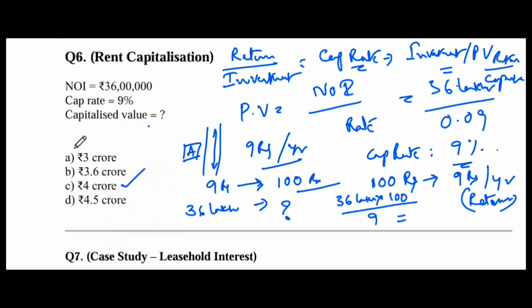400 lakhs, right? 400 lakhs. That means 4 crores. So the same answer we got. So understand the concept.